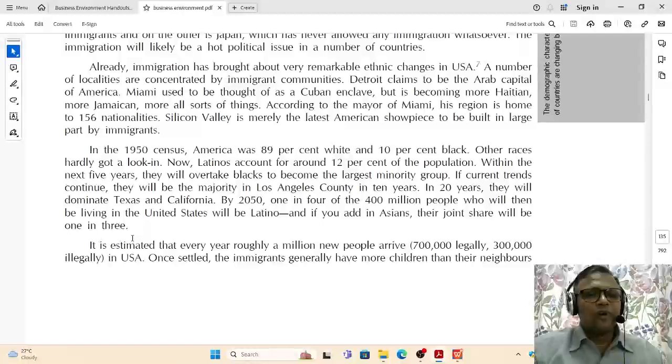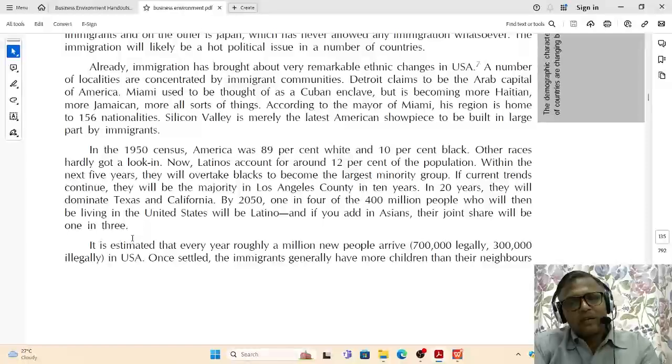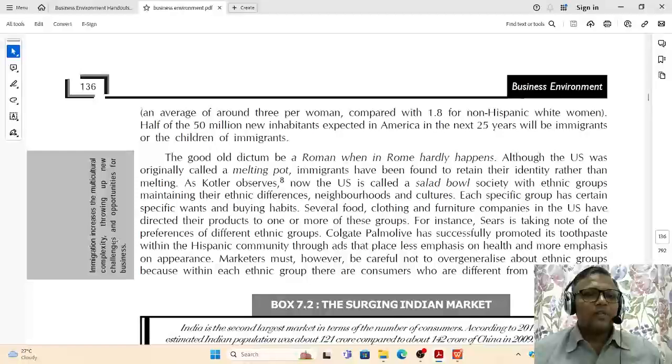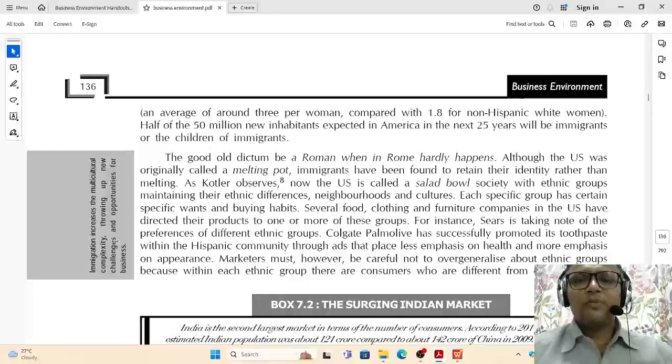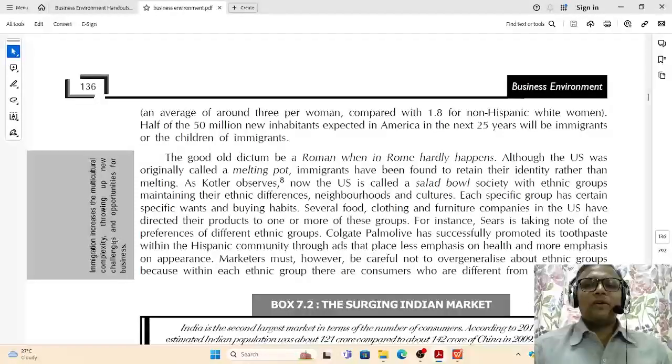And by 2051, 1 in 4 of the 400 million people who will be living in the United States will be Latino. And if you add the Asians, the joint share will be 1 in 3. It is estimated that every year roughly a million new people arrive, approximately 7 lakh legally and 3 lakh illegally, in the United States. Once settled, the immigrants generally have more children than their neighbors, an average of around 3 per woman compared to 1.8 for the non-Hispanic white woman.